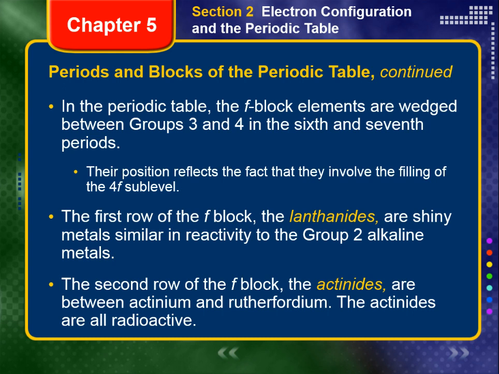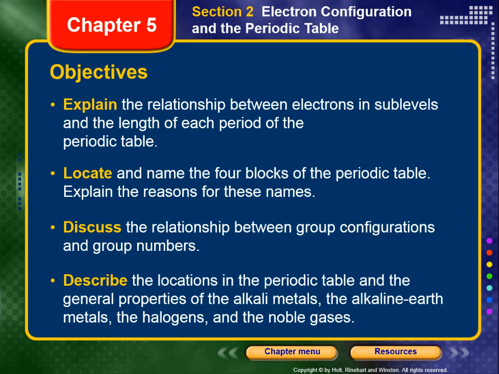The lanthanides are shiny metals similar in reactivity to the group 2 alkaline earth metals. There are also 14 F-block elements, the actinides, between actinium and element 104, which is in the 7th period. In these elements, the 5f sublevel is being filled with 14 electrons. The actinides are all radioactive. The first 4 actinides, thorium through neptunium, have been found naturally on Earth. The remaining actinides are known only as laboratory-made elements.